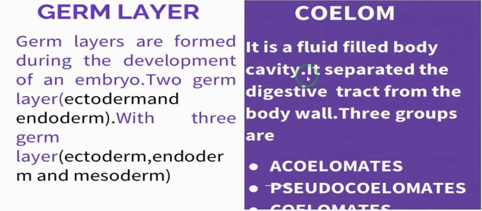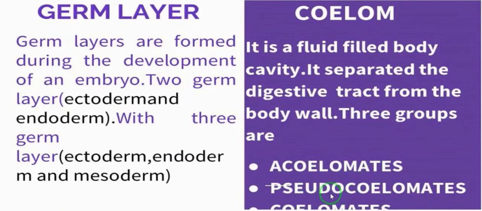Coelom is a fluid-filled body cavity. The coelom separates the digestive tract from the body wall. A true body cavity or coelom is one that is located within the mesoderm. Based on the nature of the coelom, animals are categorized into three groups: acoelomate, pseudocoelomate and coelomates or eucoelomates.